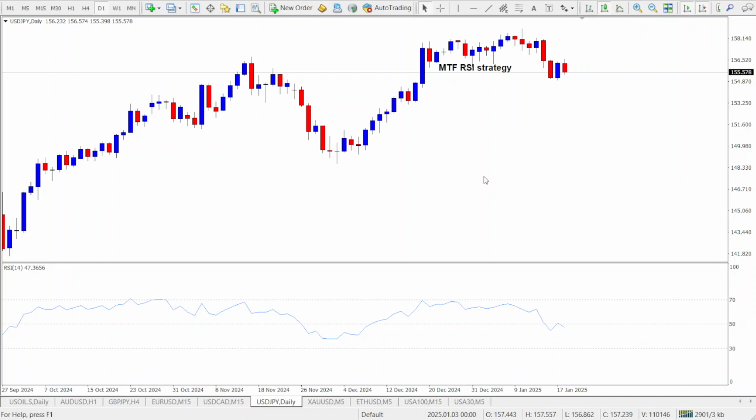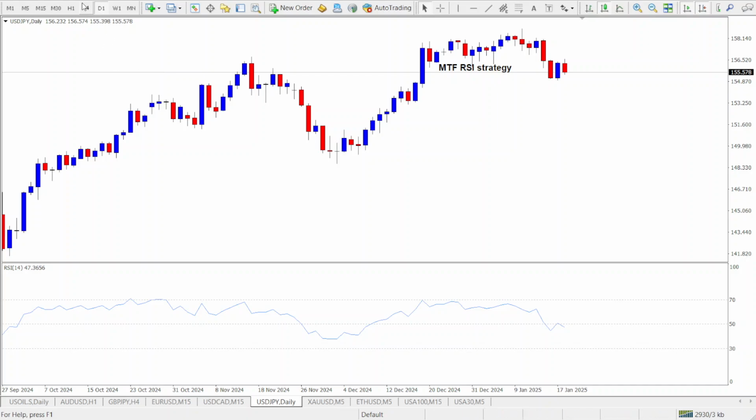Now, why does using multiple time frames matter? Well, when you analyze a single time frame, you are seeing just one snapshot of the market, and that might not tell the whole story. By using multiple time frames, you can get a much clearer picture of the market's overall direction and trend.